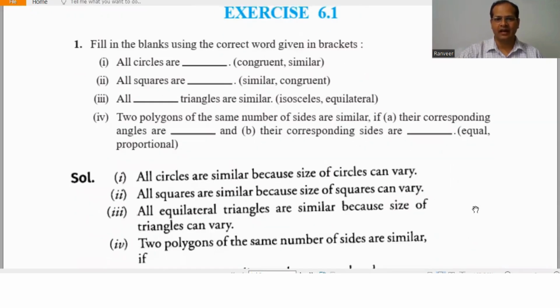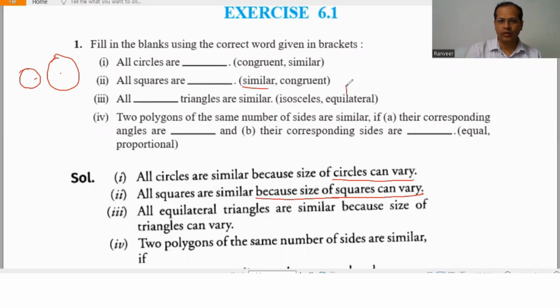All circles are similar. All circles are similar because the size of a circle can vary. Suppose one is this size, another is this size. So circles are similar because their sizes are different. Squares are similar because of the same concept, squares can vary in their size.